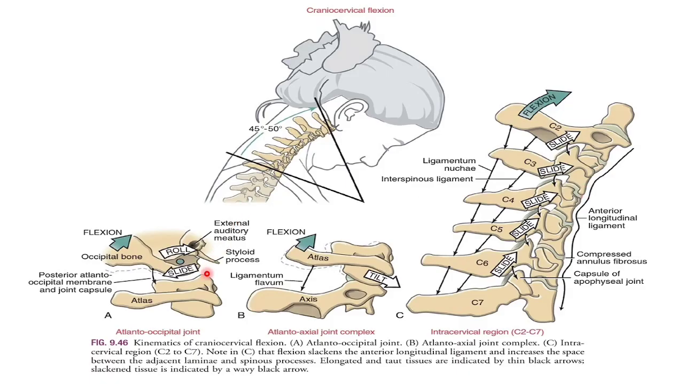So in this diagram, you are able to see that during flexion there is an anterior rolling of the occipital bone and a posterior sliding of the occipital bone over the atlas. So this is the kinematics of the atlanto-occipital joints during flexion. And during extension, it will be exactly opposite. There will be posterior rolling and anterior sliding.